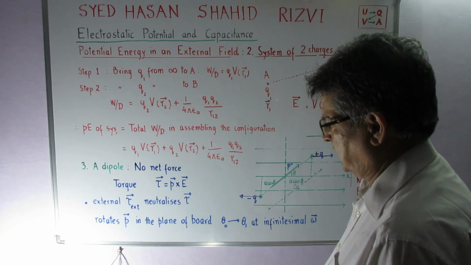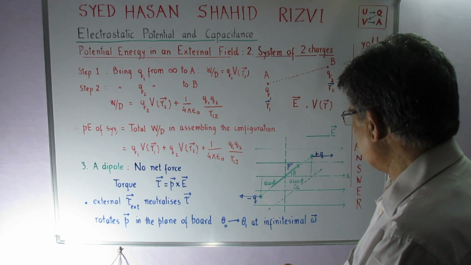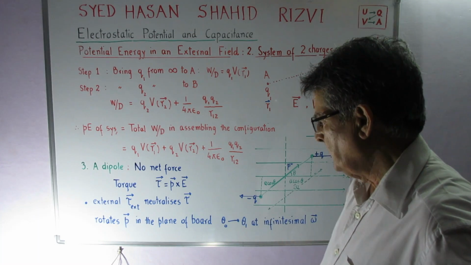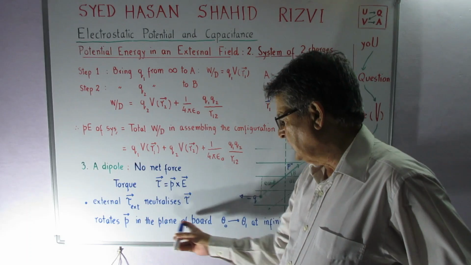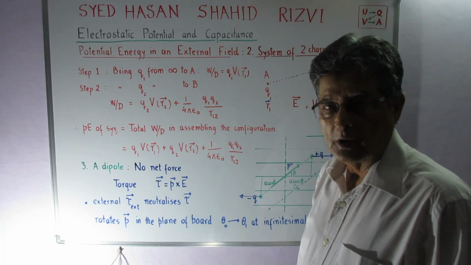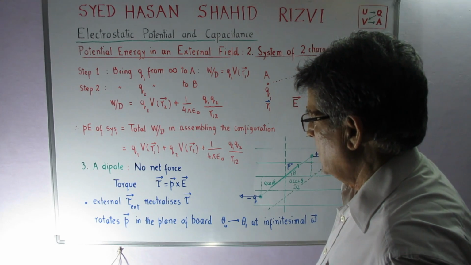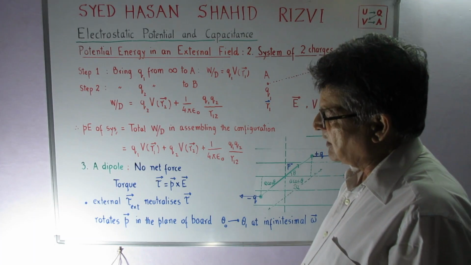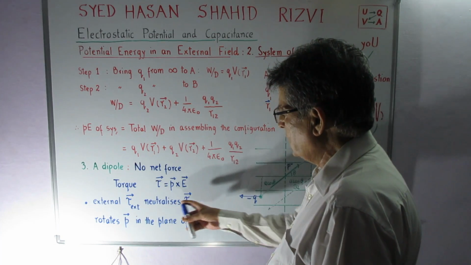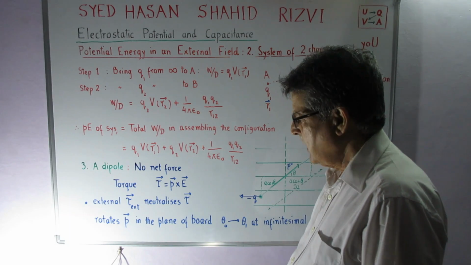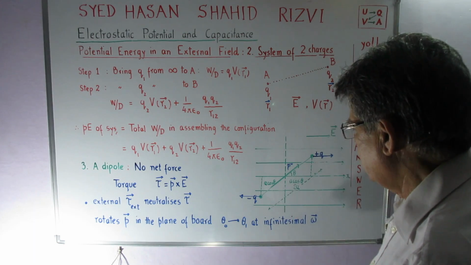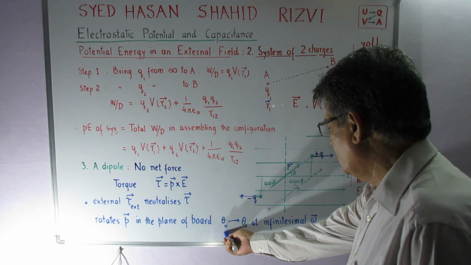Now, if we want to change it from an angle theta 0 to theta 1, that is, rotate P in the plane of the board. This is the plane of the board. For you it becomes the plane of your notebook or copy. So this external torque neutralizes tau. And therefore, the dipole has to be rotated from any given angle theta 0 to theta 1.